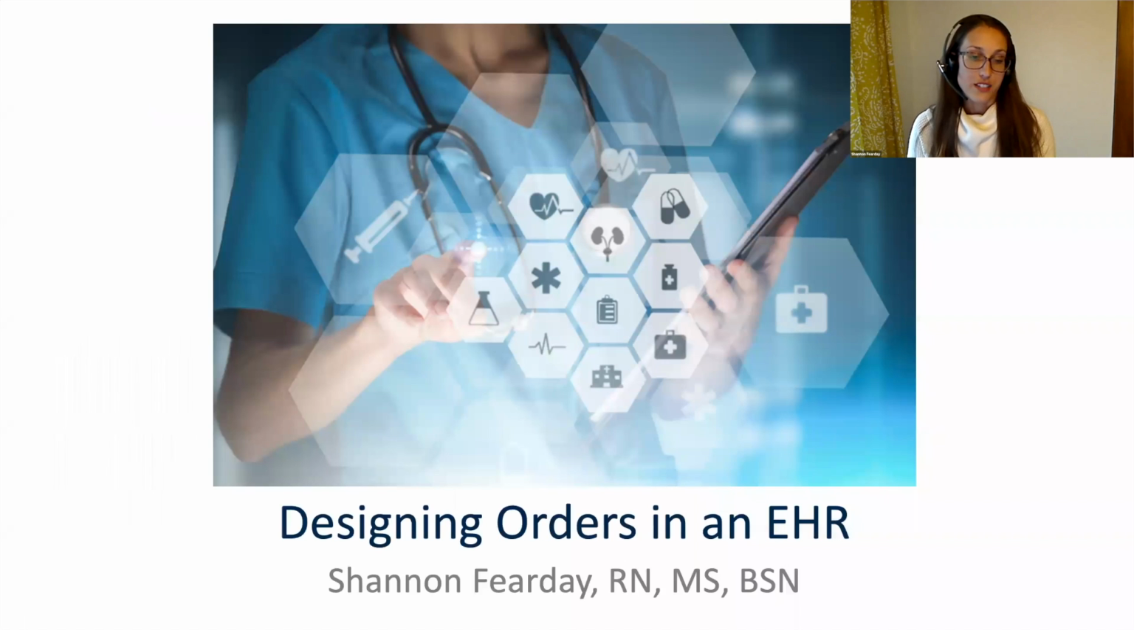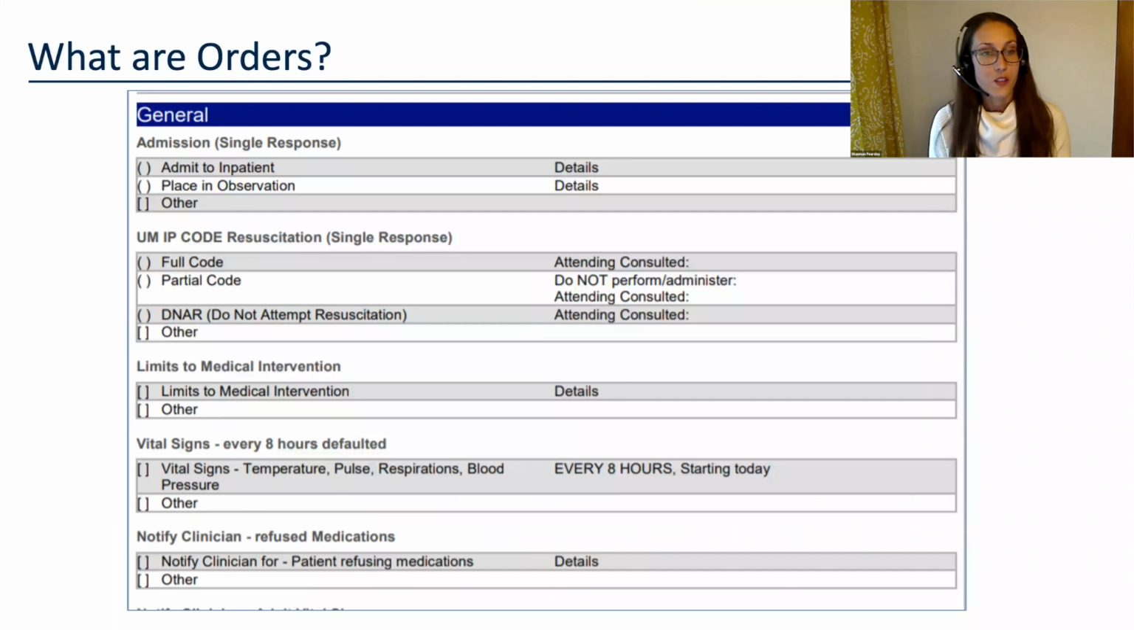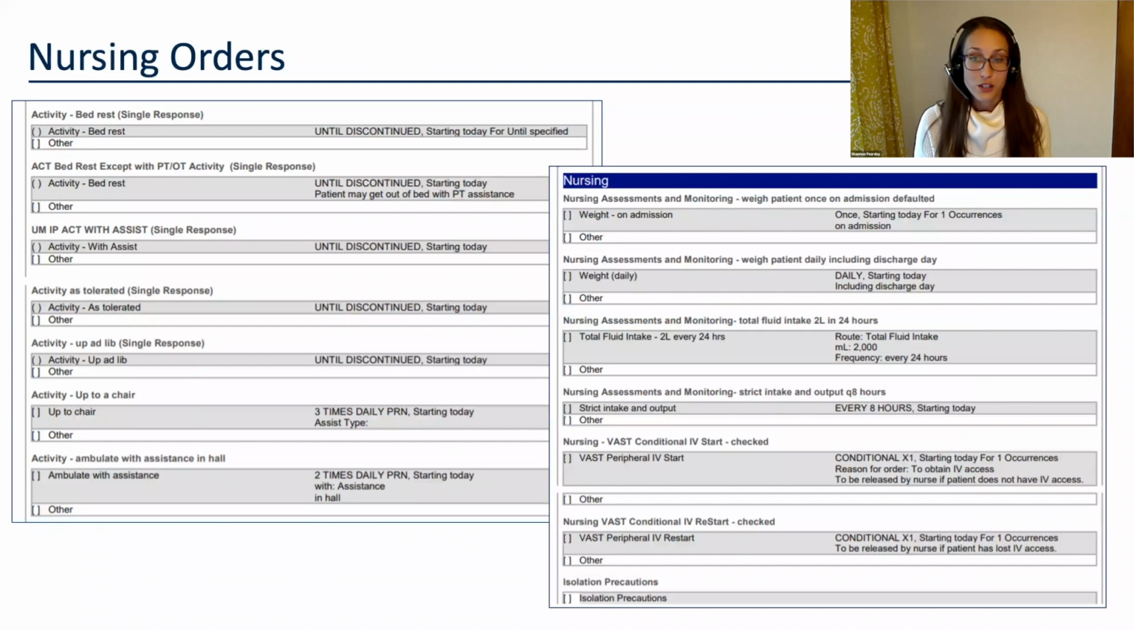So I'm going to go over designing orders in an EHR. What are orders? Orders are directions or instructions on how to care for and treat patients, and orders must be followed. If a provider puts something in and the nurse receives it, that's something you're expected to do. As a nurse, my focus is on nursing orders, which include things such as assessments, notify orders, and vital signs. I don't consider medications or labs nursing orders, but those are orders too.